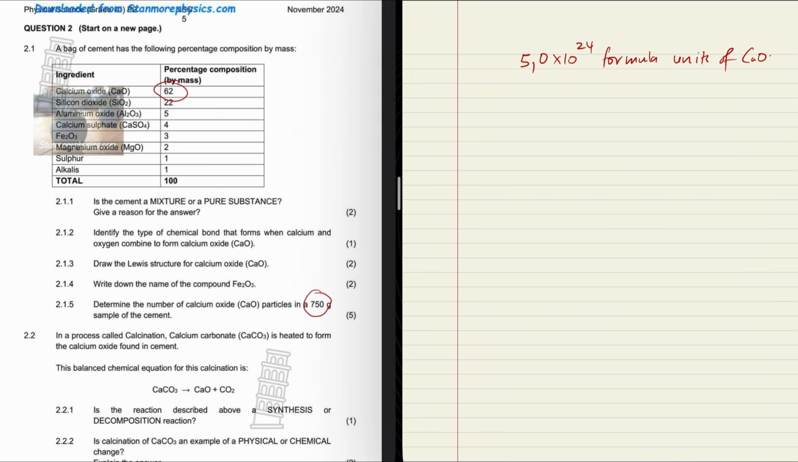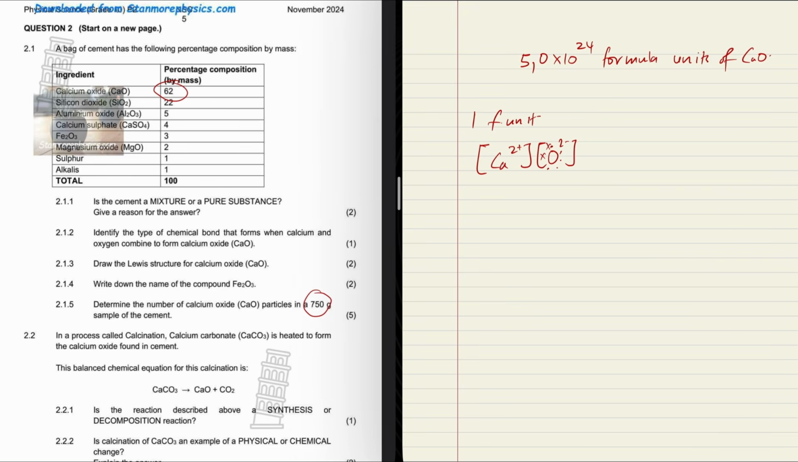Now you can think of a formula unit like a molecule if you want, but because it's ionic we don't call it a molecule. Now one formula unit is this, so this is a formula unit, of course with the electrons.